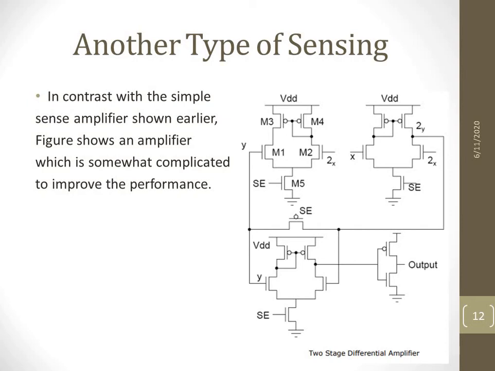So this is another type of sensing. This is having a two-stage differential amplifier. In contrast with the simple sense amplifier shown earlier, it is somewhat complicated to improve the performance. This is one differential sense amplifier, and this is one more differential sense amplifier, and there is the 6 transistor cell. So this is a two stage differential amplifier which is given to the actual 6 transistor cell.